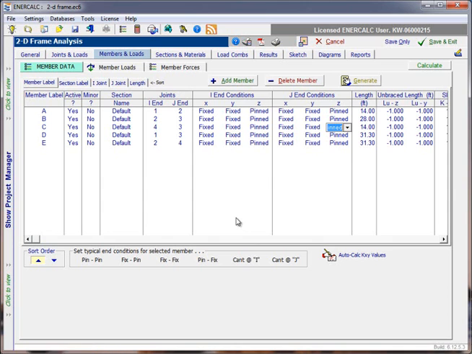The next step that we'll take a look at will continue in the next video, and that will be defining and assigning materials and sections.